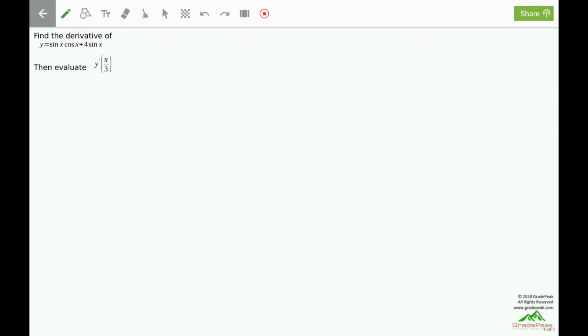Find the derivative of y equals sine x cosine x plus 4 sine x. Then evaluate y prime of pi over 3. Y here is made up of two terms. The first is a product of sine x times cosine x, and the second is 4 sine x.